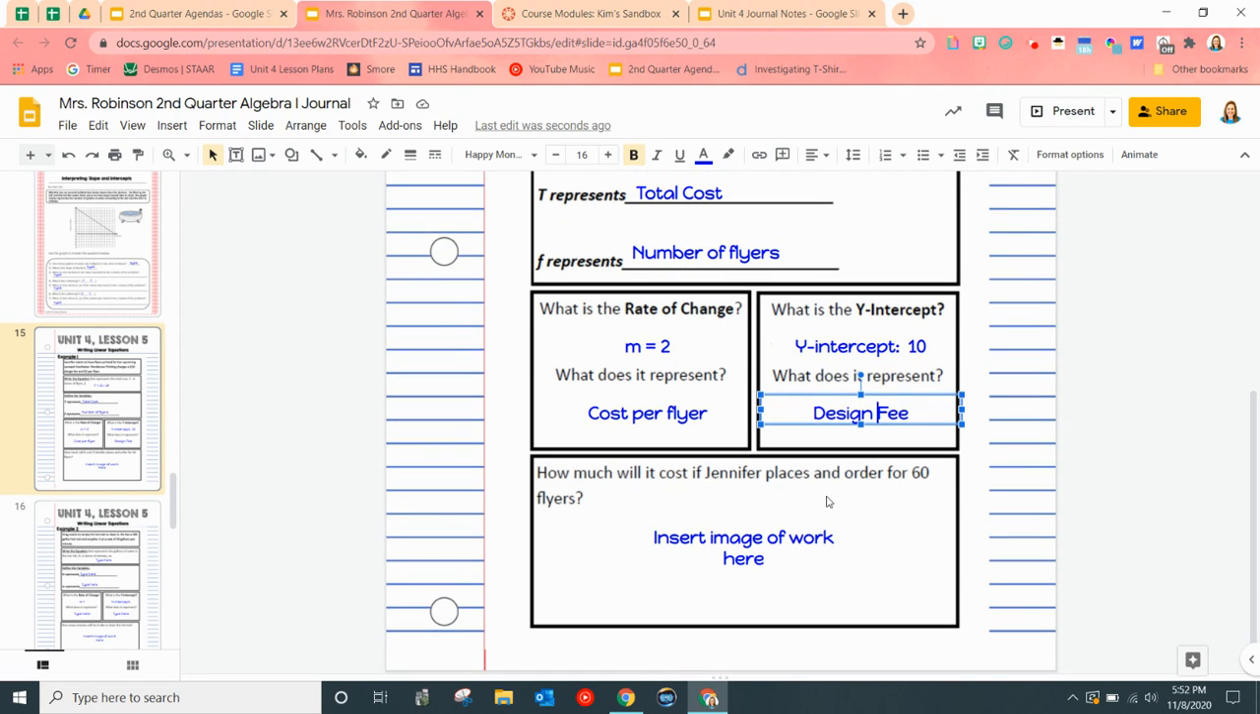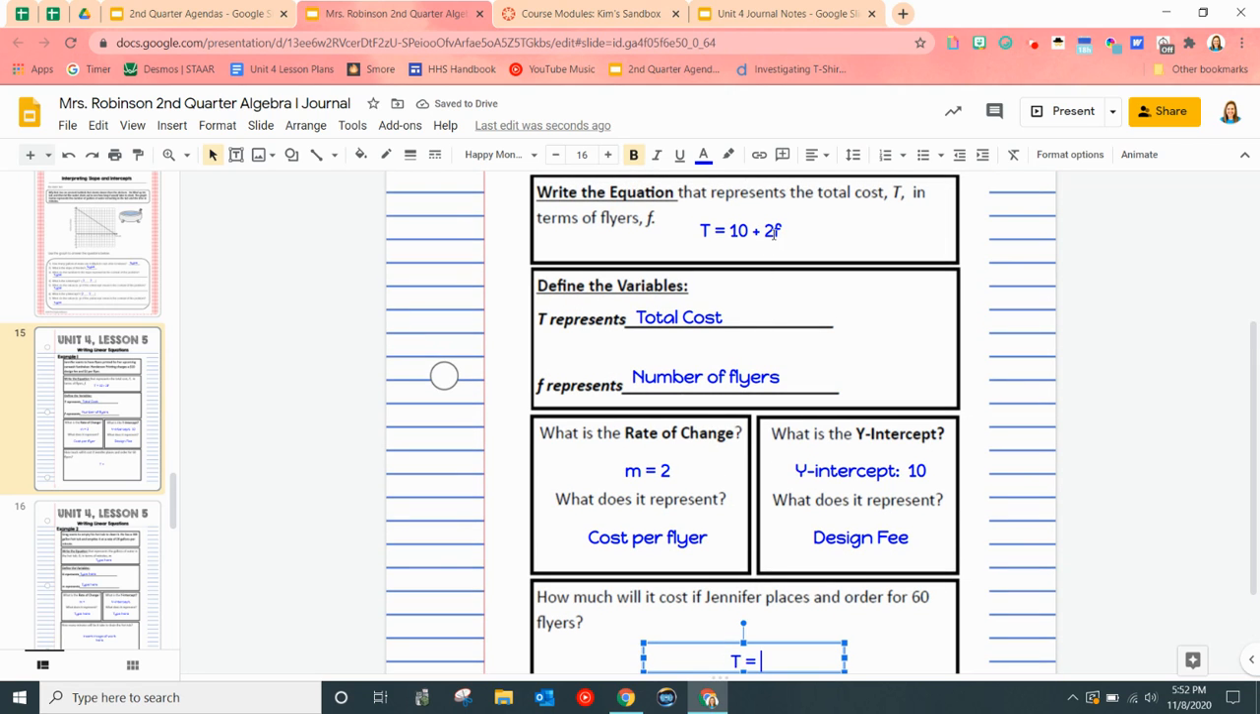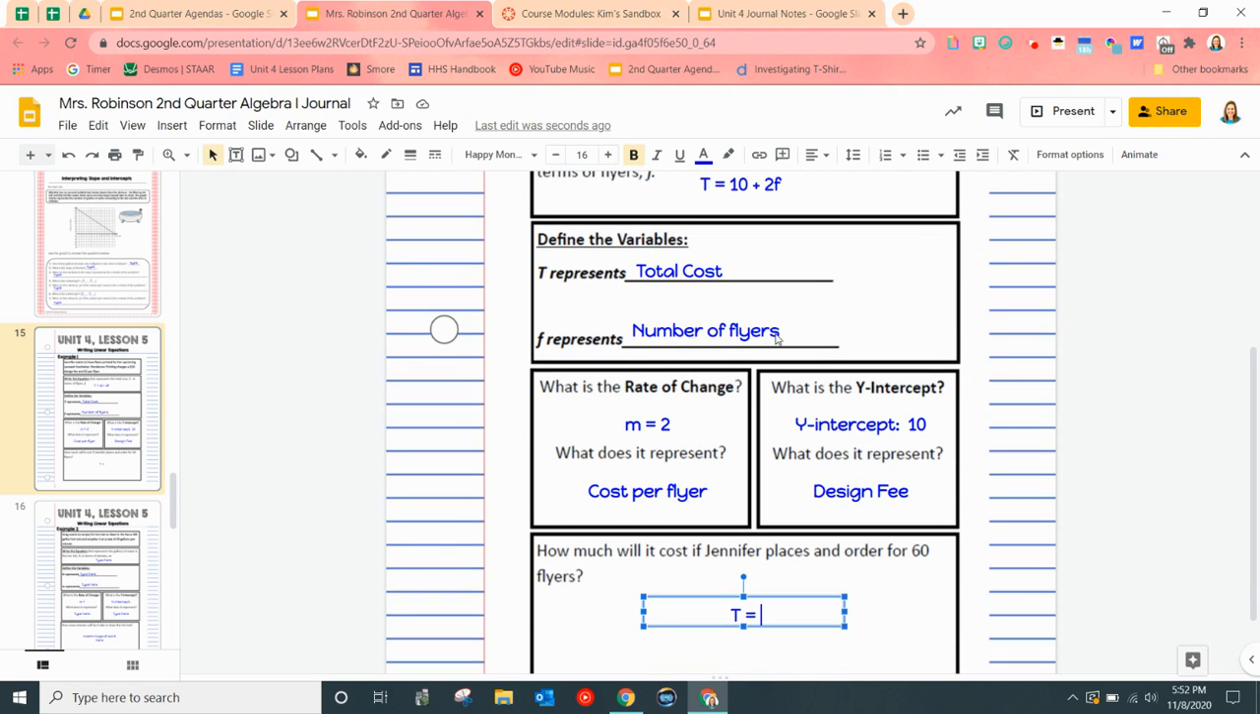So how much will it cost if Jennifer places an order for 60 flyers? Okay, well, I'm just going to type it here. So we want to know the total cost. What is our total cost equal if Jennifer places an order? She's going to order how many flyers? 60. Well, we should be able to work this out in our brain, guys. But we can work it out here too. So I have to pay the $10 plus $2 per each flyer, and we're getting 60 of them.